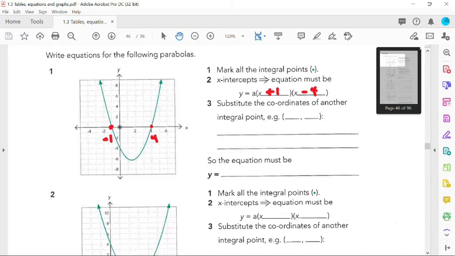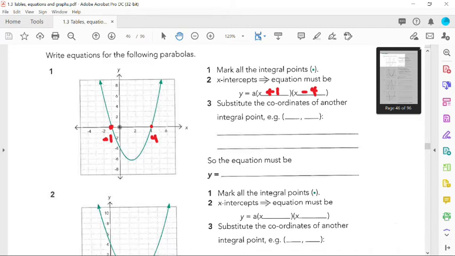Okay? Yes? Because remember, if you take it away from an x, it changes the sign. When you put it back with an x, it also changes the sign. So anytime you put a value in with an x value in the bracket, it always changes its sign. Good question. Okay? All right?